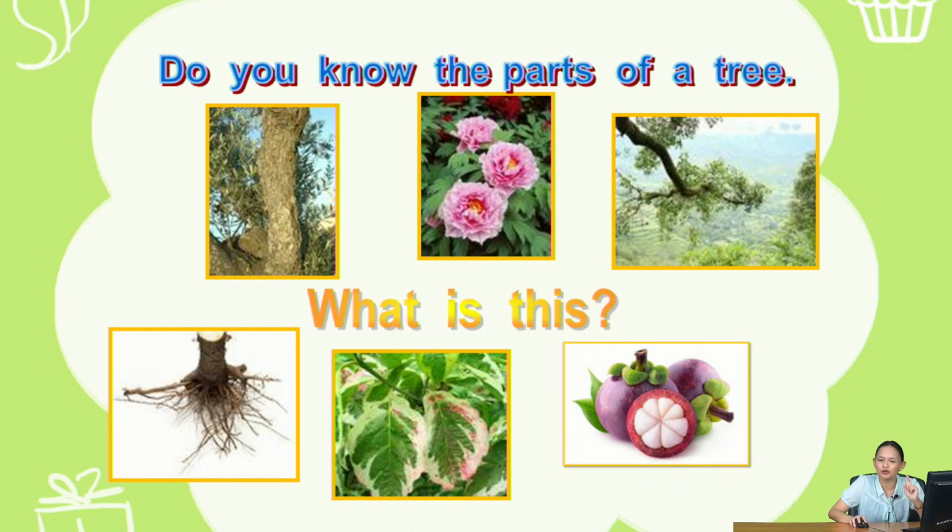So let's try to read one more time from the start, here up, and from below. Are you ready? I hope you are. Very good. Trunk. Flower. Branch. Roots. Leaf. And the last is our fruit.